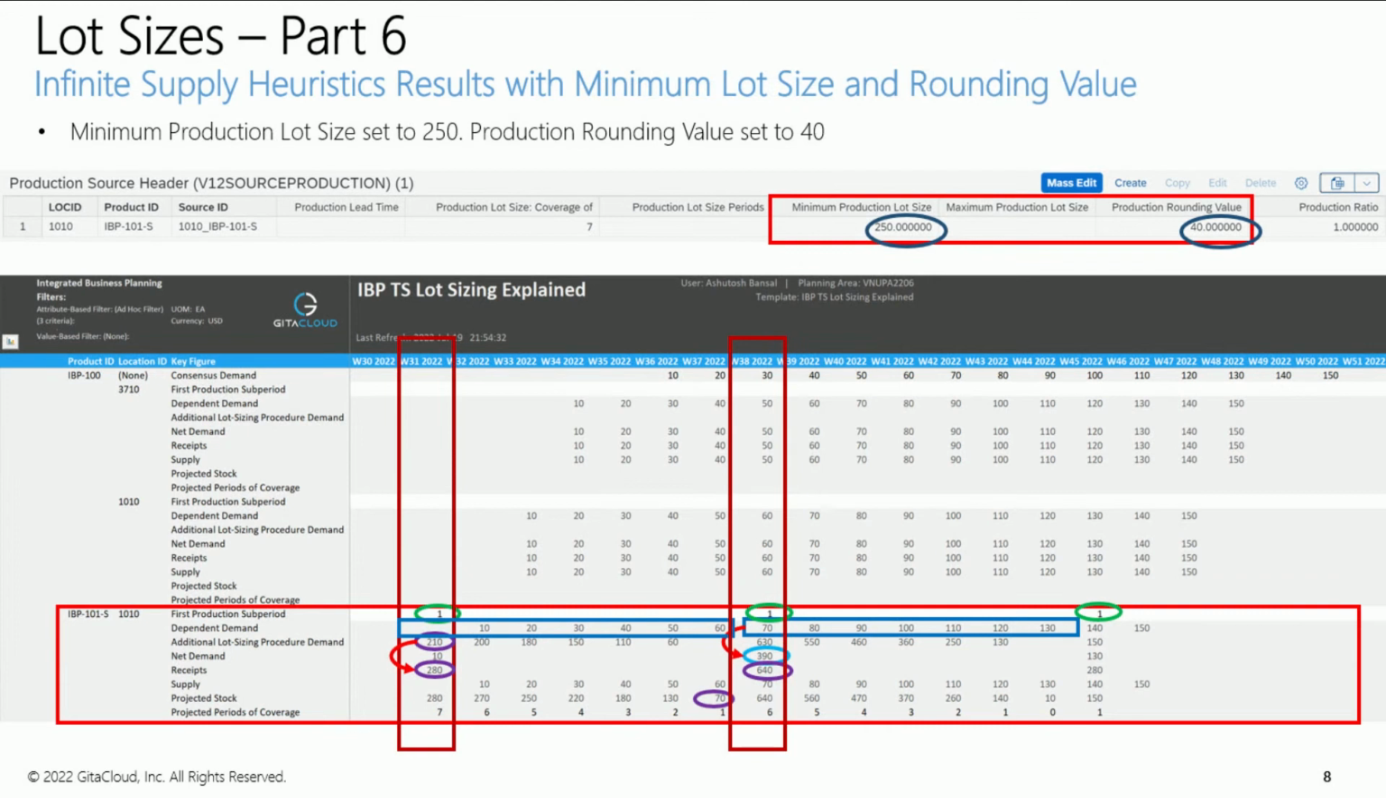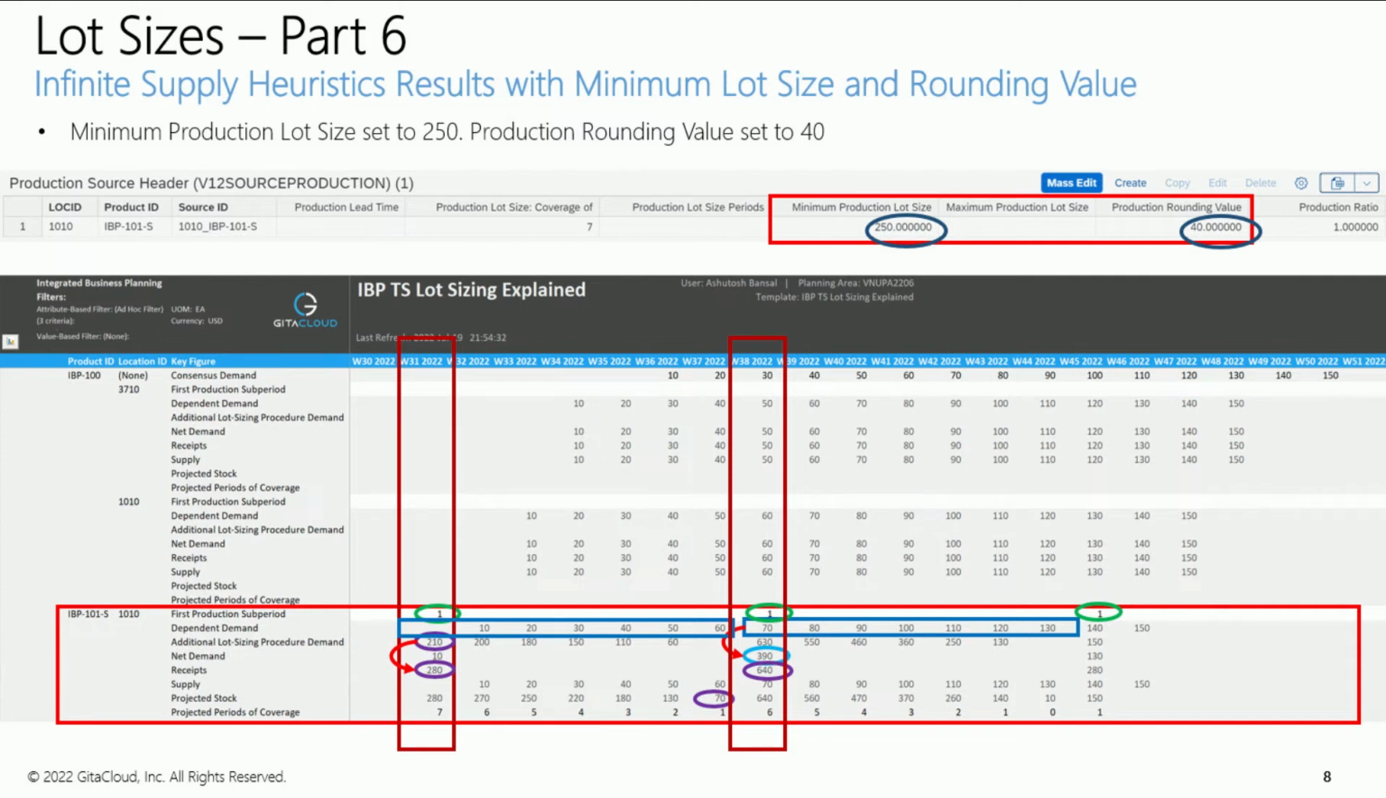Let's evaluate the planning results from infinite supply heuristic with minimum production lot size set to 250, along with rounding value set to 40. You can see that demand within the first cycle, week 31 to week 37, is 210 units, but we need a minimum lot size of 250. Given the rounding value of 40, the receipts are further adjusted up to 280. Receipts of 280 versus demand of 210 leaves us with surplus stock of 70 units, which can be seen in week 37 in the projected stock key figure.